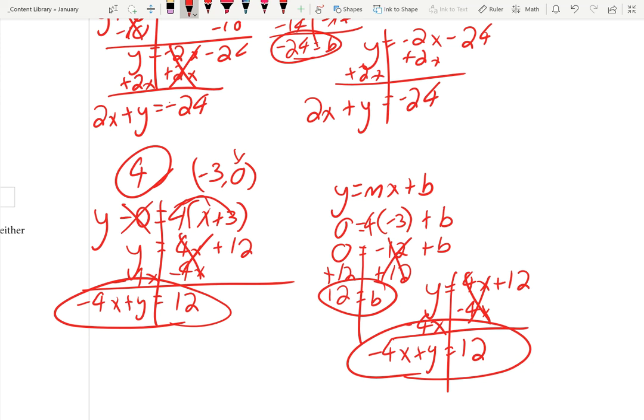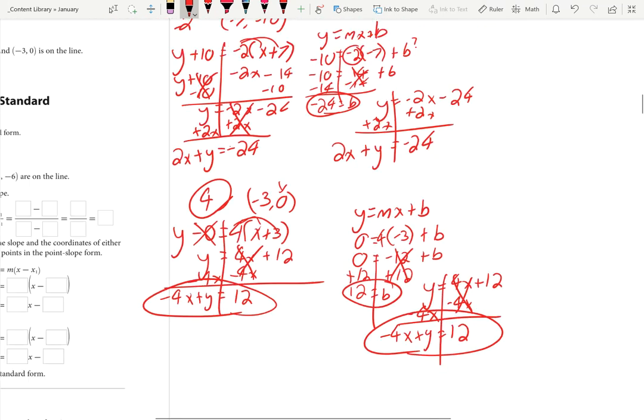Remember, each technique is going to have its own pros and cons. In this particular case, point slope form was definitely the easier one. But it's very repetitive. It's the same thing every time. So if you want to use slope-intercept form, if you want to use point slope form, it really doesn't matter. Just become a master of whichever one you like more, and that's all I can ask for.